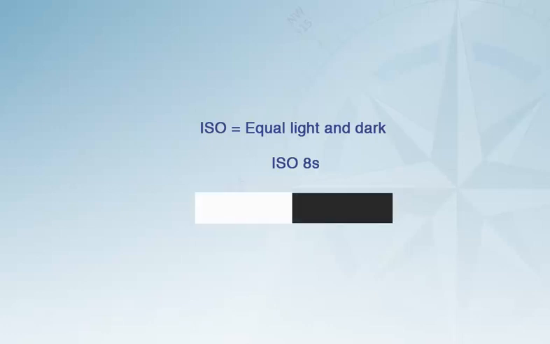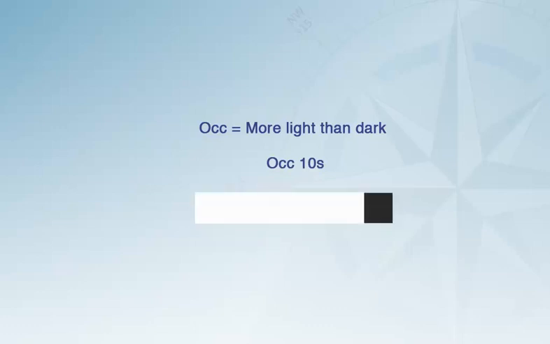Here are 2 more light sequences you will encounter. ISO means a display with equal lengths of light and dark. So in this example, with a total sequence length of 8 seconds, the light will be on for 4 seconds, then off for 4 seconds. OCC tells us that this is an occulting light. In this case, the length of time the light will be on will be longer than it is off. So in this example, it will be on for 8 seconds and off for 2 in its 10-second sequence.